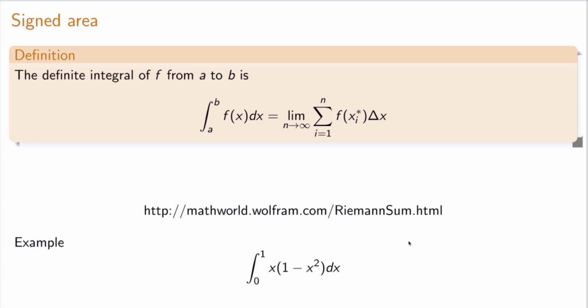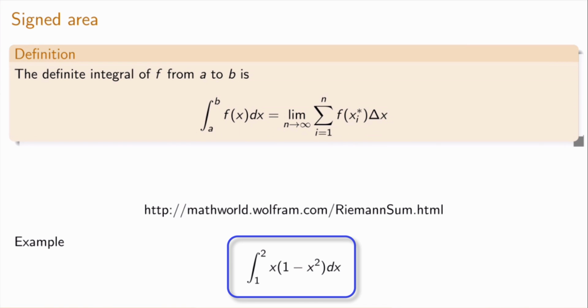But now, what happens if I change the boundary of integration? So here I integrate from 0 to 1. Next I would like to integrate from 1 to 2. And then something very interesting happens. So here I write down the integral from 1 to 2. But if x is between 1 and 2, then this term here is actually negative. So meaning the whole function is negative.